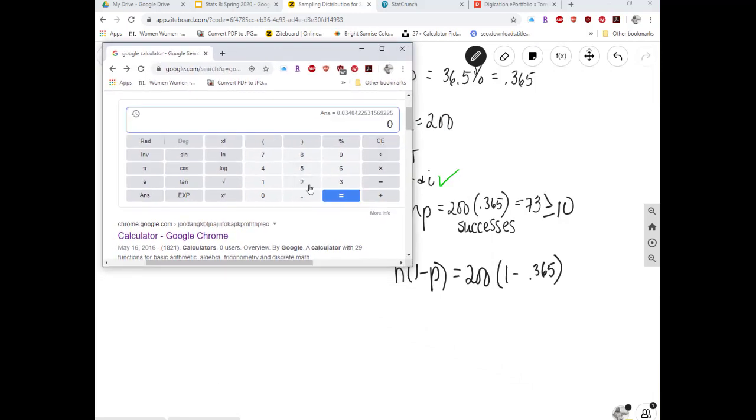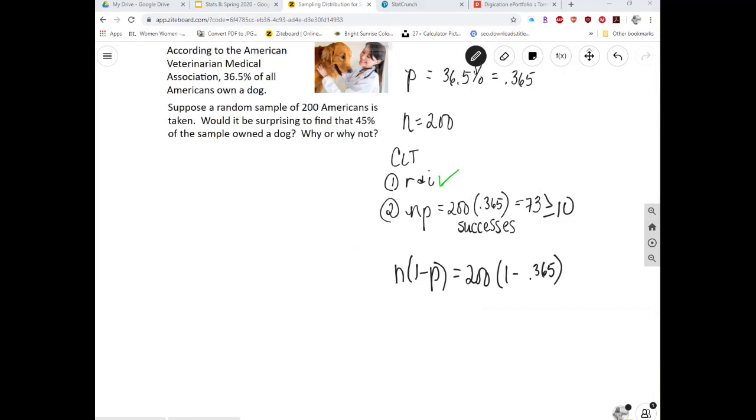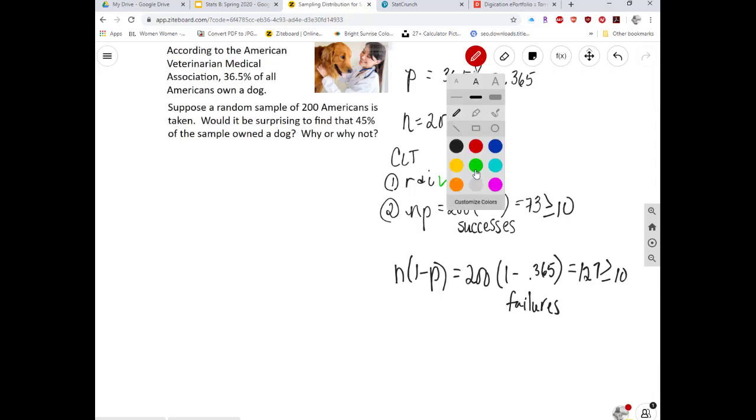Clear this out. 200 times (1 minus 0.365) equals 127. So I would write 127 is greater than or equal to 10, and those would be my failures. These two check out, so check.